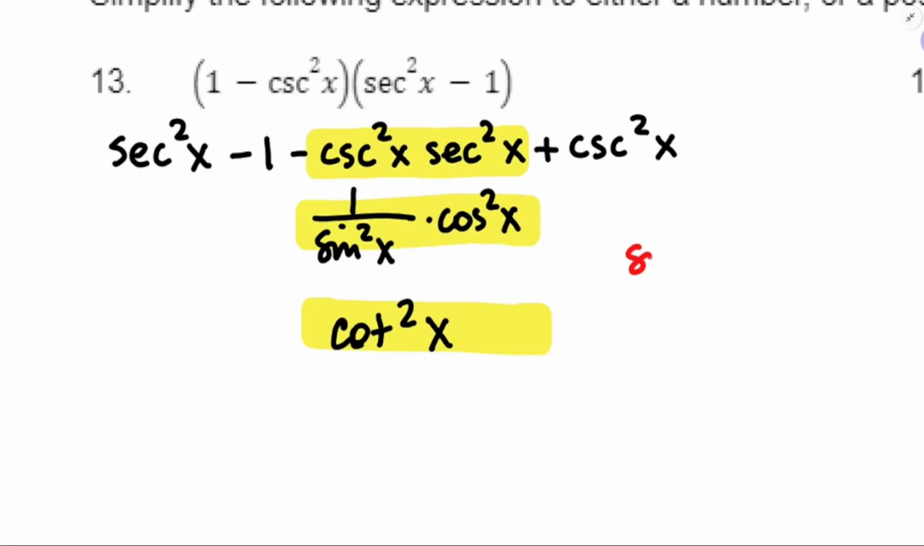So I know that sine squared theta plus cosine squared theta equals 1. And I'm going to divide this out to get the cosecant cotangent relationship. So I'm going to divide everything by sine squared theta.